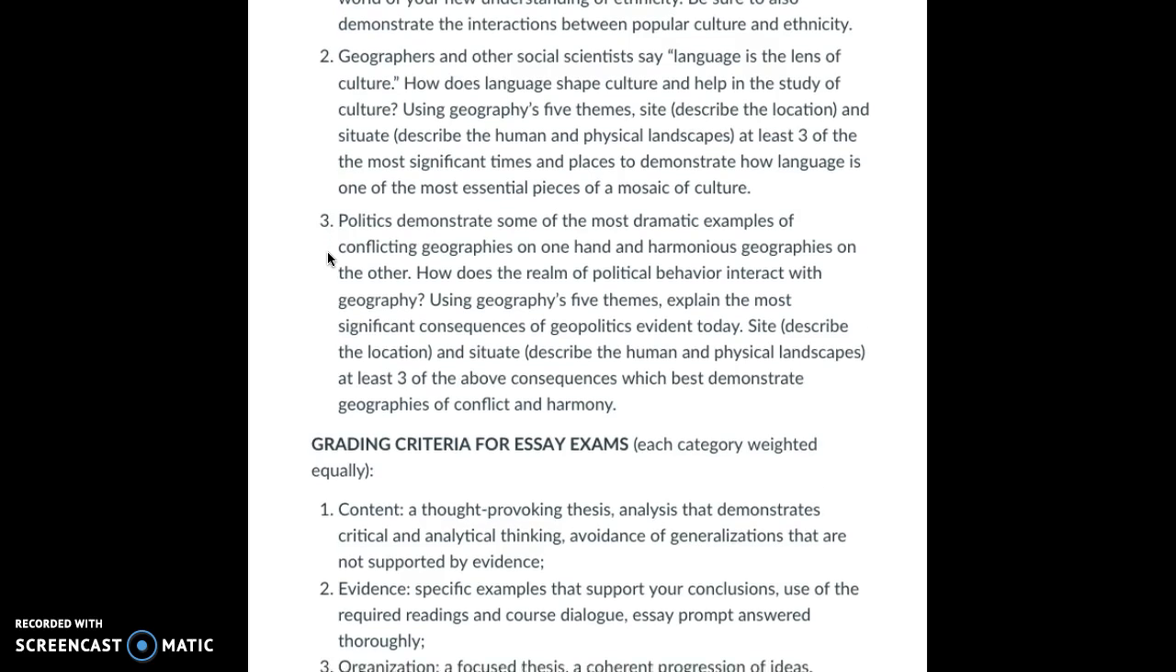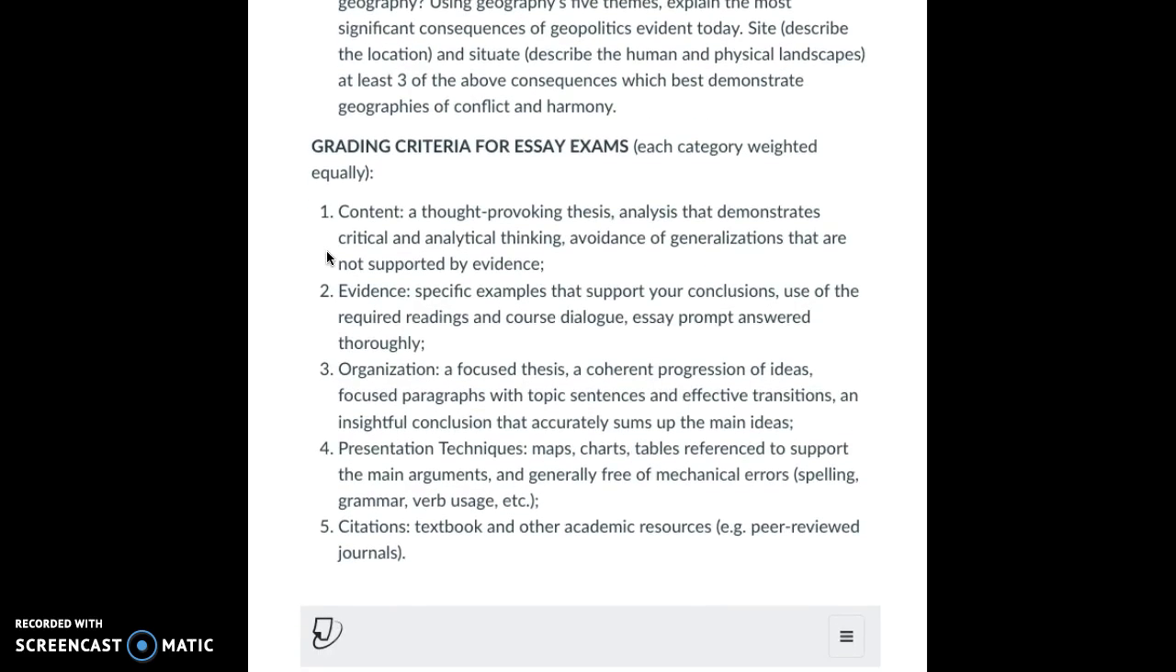And so moving down here for the grading criteria, to remind you to read this before writing your paper and assessing yourself afterwards. Very important to have the thought-provoking thesis. Evidence here is number 2, specific examples supporting your conclusions. This includes place-specific examples. Again, organization, looking at a focused thesis, coherent progression of ideas, and insightful conclusion.